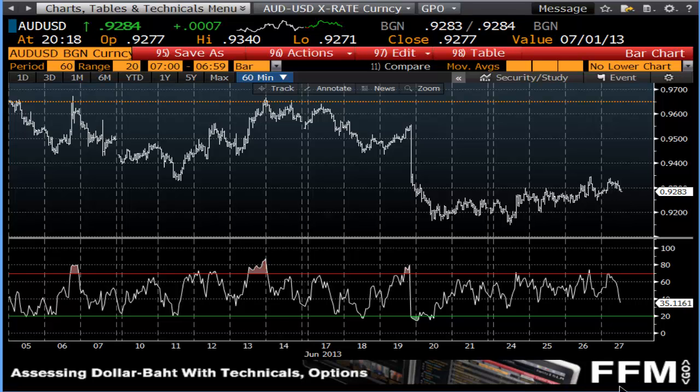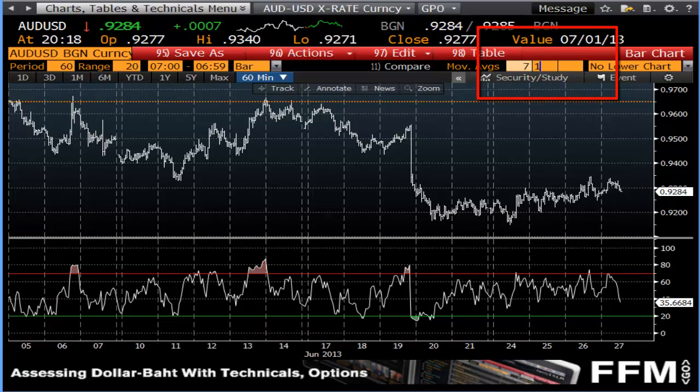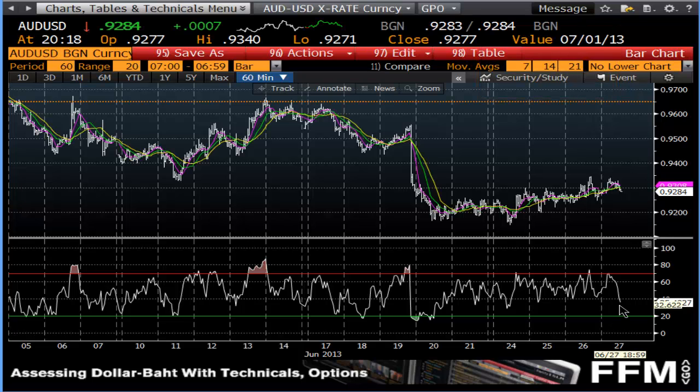Now what I want to do is add in my 7, 14, and 21 period moving average. Looking at this on the hourly chart, what I can see is a few instances where the RSI has said sell well before the moving average has, and this would have delivered me some substantial profits, potentially. It also may have prevented me, if I'd waited for the moving average, from losing money.